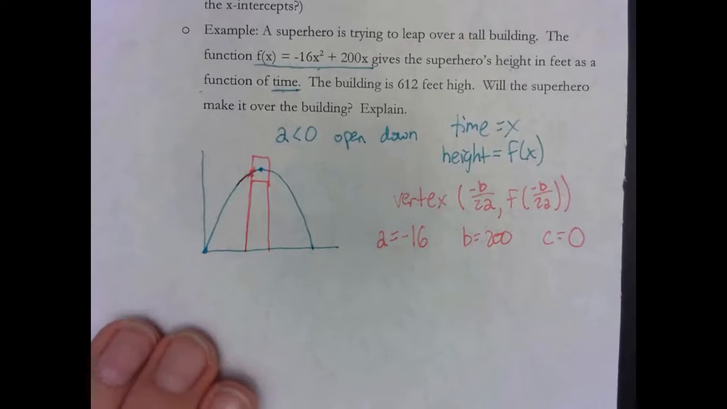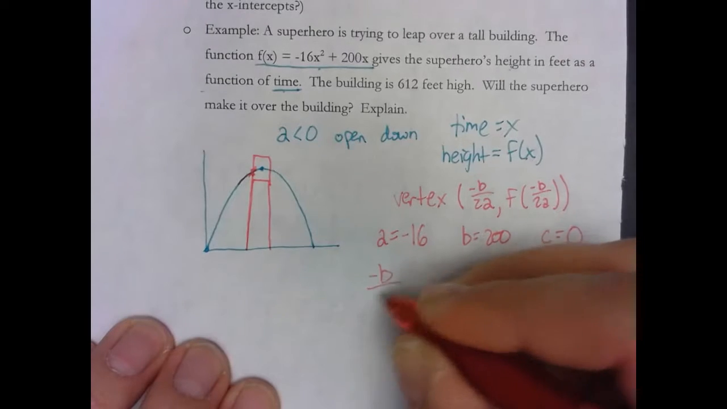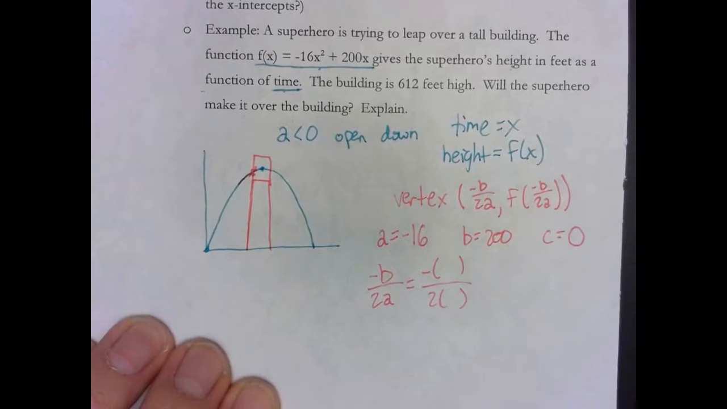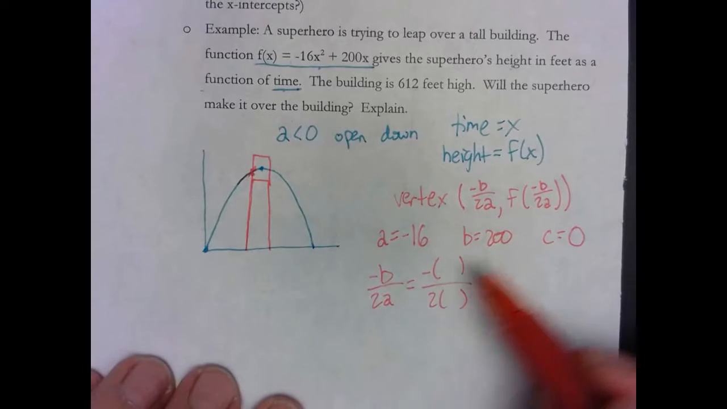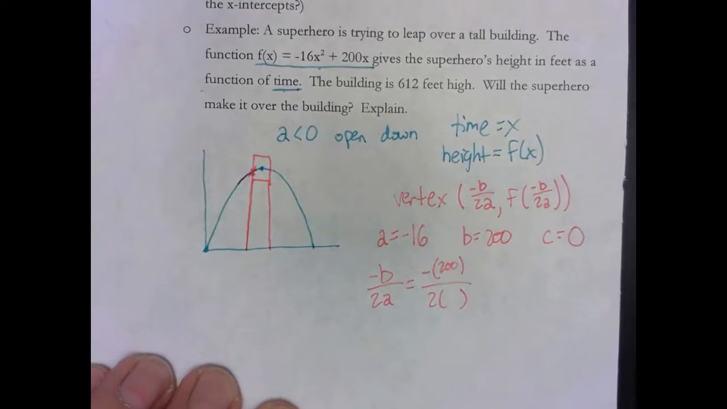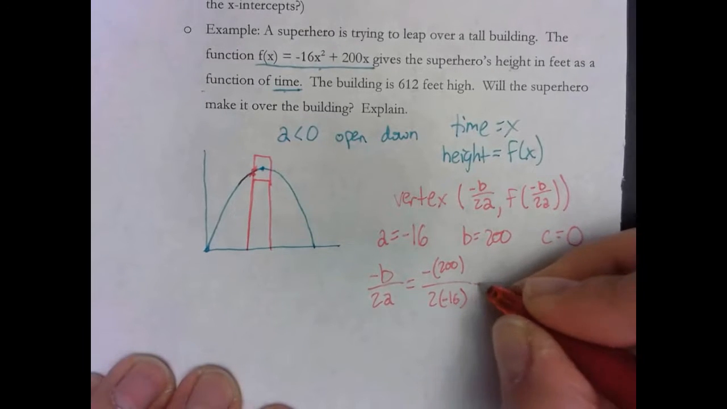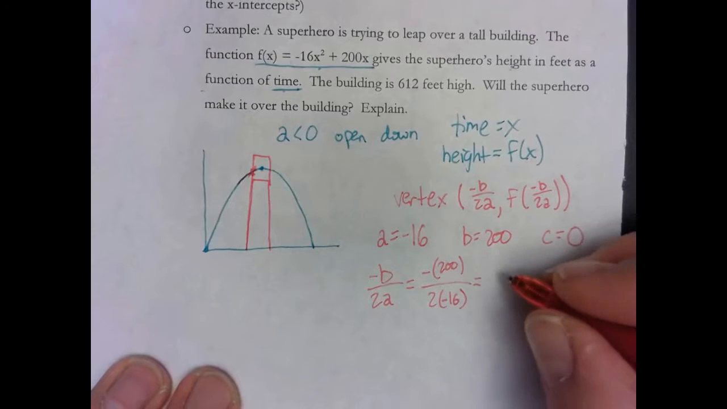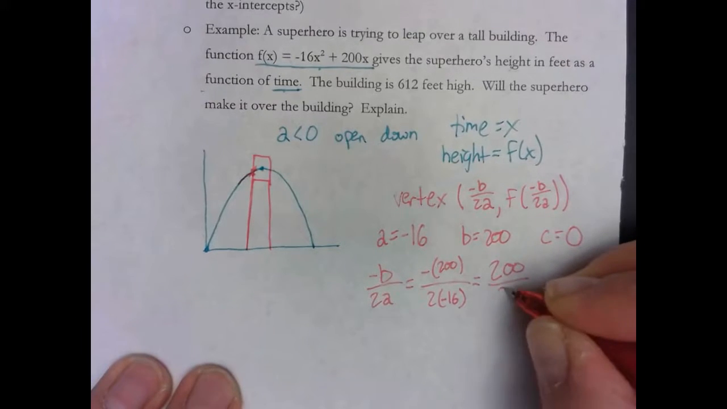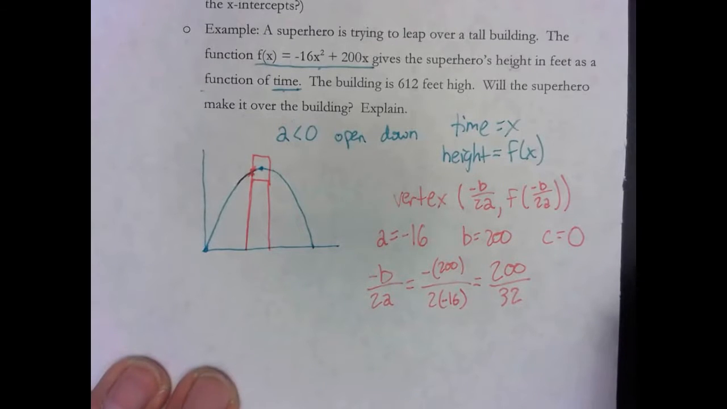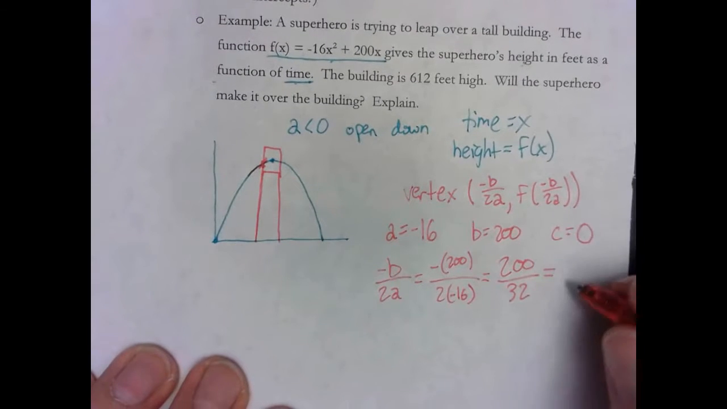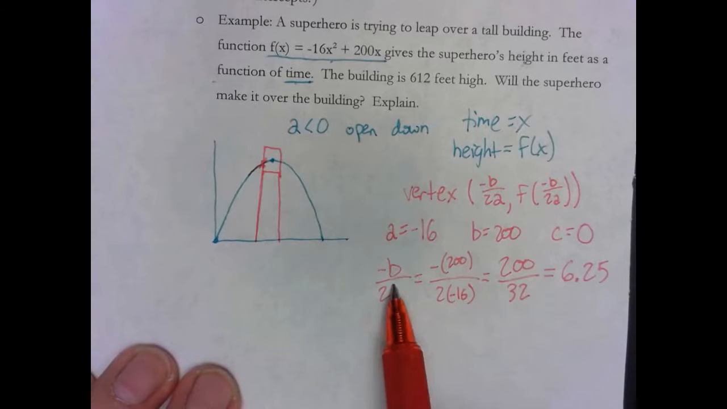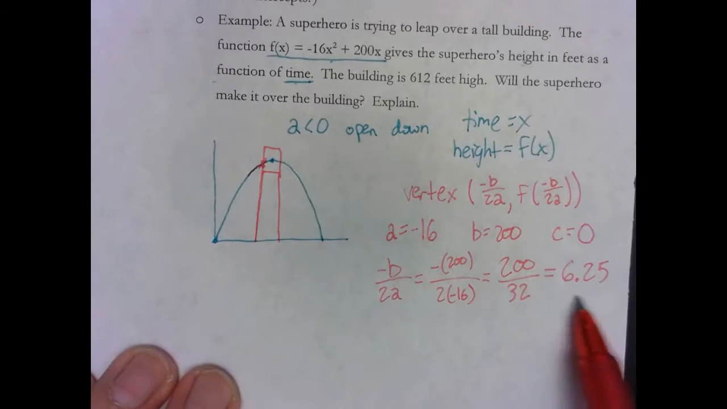All right, let's find our negative b over 2a. So we have our skeleton. Let's fill it in. B is 200. A is negative 16. Well, we get negative 200 over negative 32, which is the same as positive 200 over positive 32. And you know what? It gives us a decent decimal. That would be 6.25. Well, remember, time is x. We just found x. So time is 6.25.